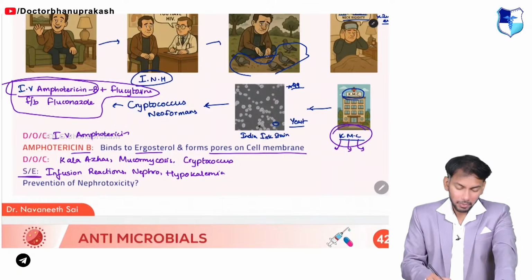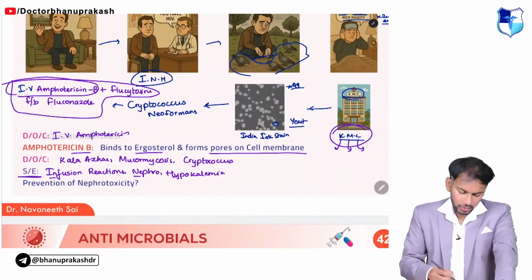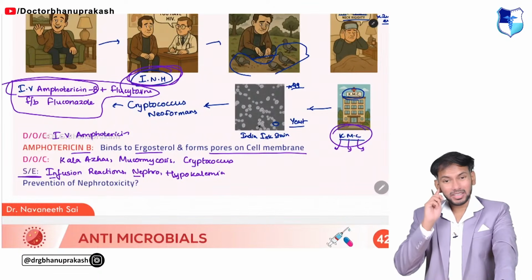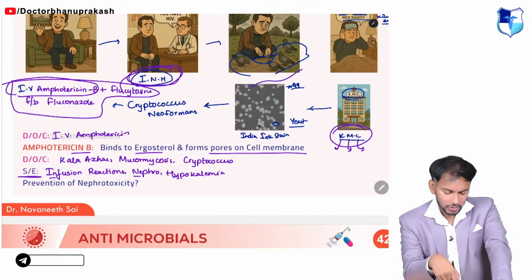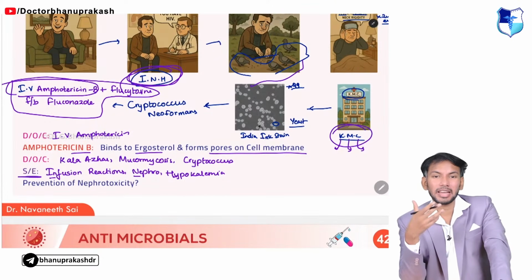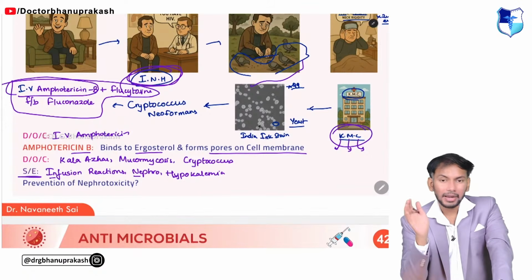This is how you can remember INH. You see here INH. So everything in the story is important. How do you get Cryptococcus neoformans? From pigeon droppings. You can see pigeon droppings here. If a person is having AIDS, he can have TB. So he is started on INH prophylaxis.